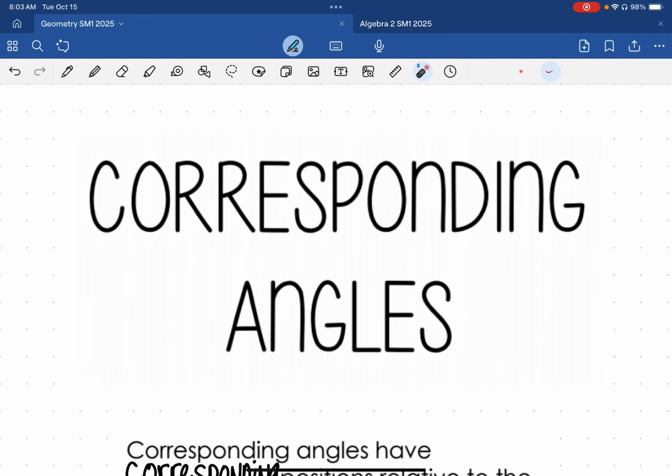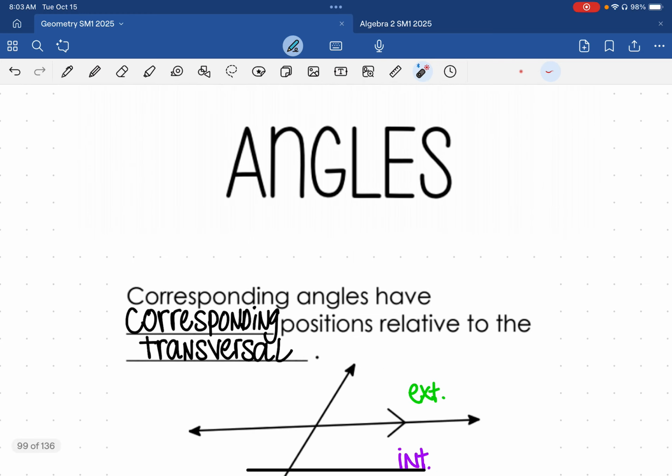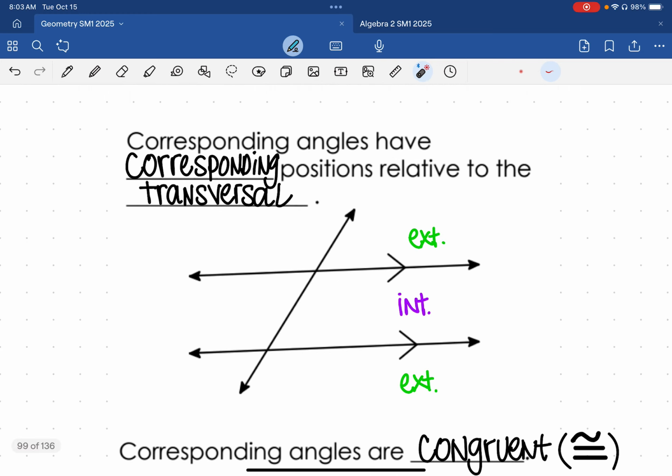These are our hardest angles to do. So please make sure that if you have any questions, you ask. Okay, corresponding angles have corresponding positions relative to the transversal.